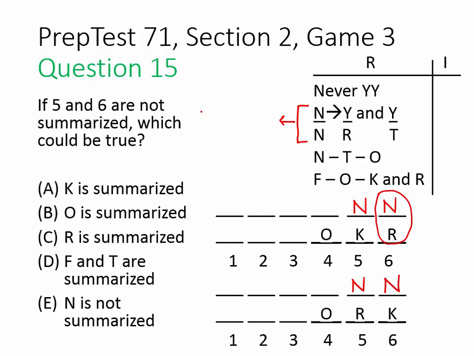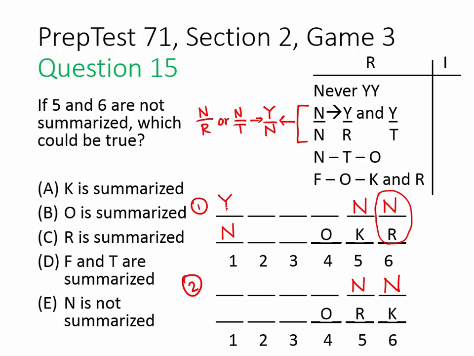The contrapositive of this rule tells us that if R is not summarized, or if T is not summarized, then N must be summarized. So we've already triggered that rule in both of our limited options here, in option 1 and in option 2. So let's take a look at option 1. We know that book N will have to be summarized in this scenario. So let's go ahead and place book N in here somewhere and label it with a Y.